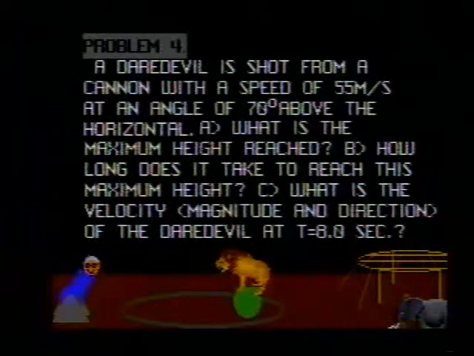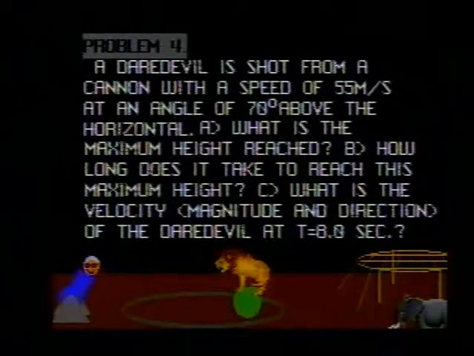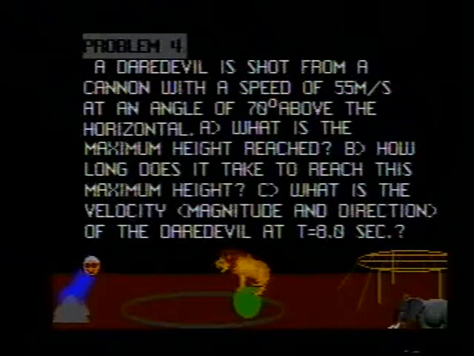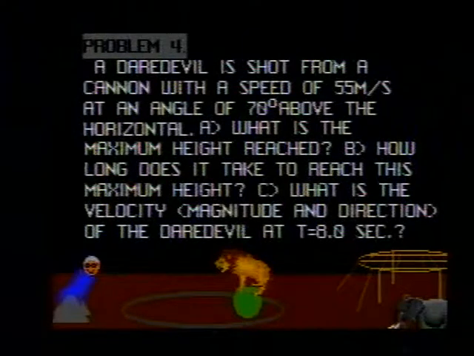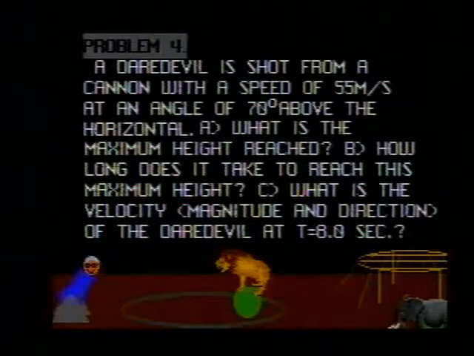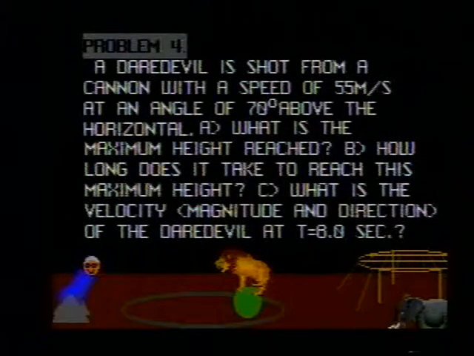Problem number 4 reads: a daredevil is shot from a cannon with a speed of 55 meters per second at an angle of 70 degrees above the horizontal. A. What is the maximum height reached? B. How long does it take to reach this maximum height? And C. What is the velocity, both magnitude and direction, of the daredevil at t equals 8 seconds?